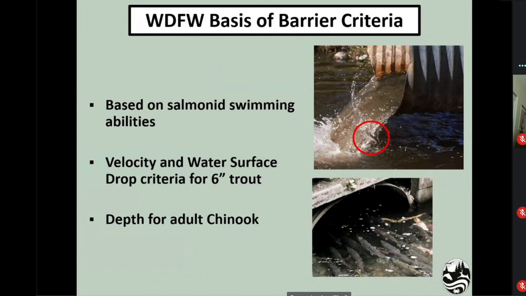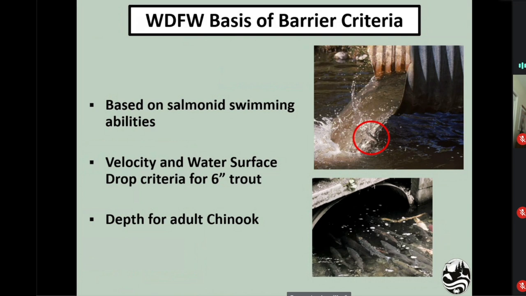Sorry, folks. So the DFW basis for barrier criteria is not very clear. It's based on salmonid swimming abilities, and it's also based particularly on velocity and water surface drop for 6-inch trout. So that water surface drop, like you see in that top picture there, we want to make sure that trout, but also juvenile salmon, can get upstream and jump that high.